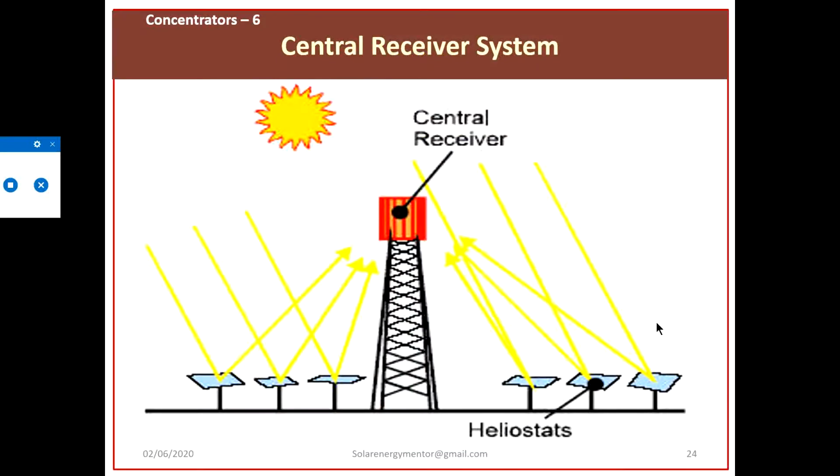Now the next type of concentrator is the central receiver system. In the central receiver system, a large number of mirrors are installed.